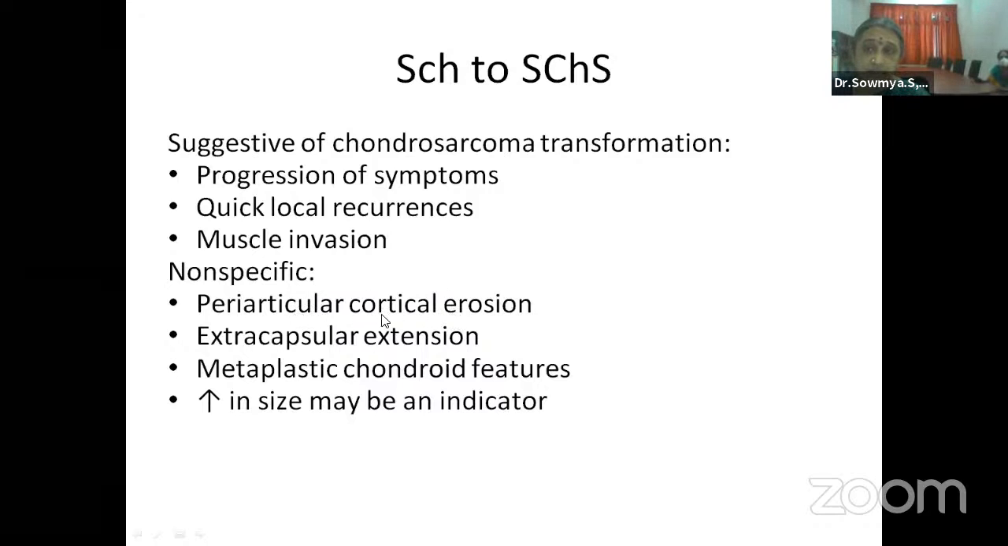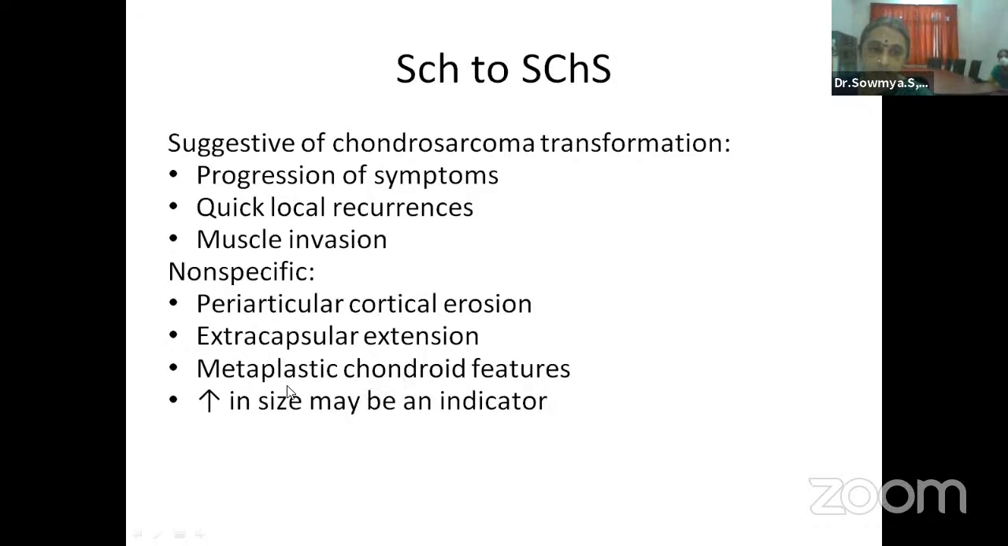Because this is non-specific, this can also be seen in synovial chondromatosis when it is secondary, especially when it is rheumatoid arthritis or other systemic immune-mediated disease associated. You can also see periarticular cortical erosion. And extracapsular extension can also be seen in synovial chondromatosis. That is why we can mistake it for a tumoral calcinosis also. Then you can see metaplastic chondroid features.